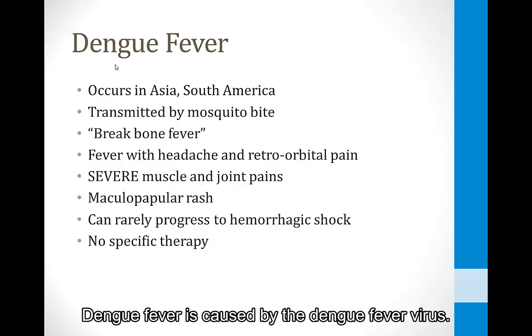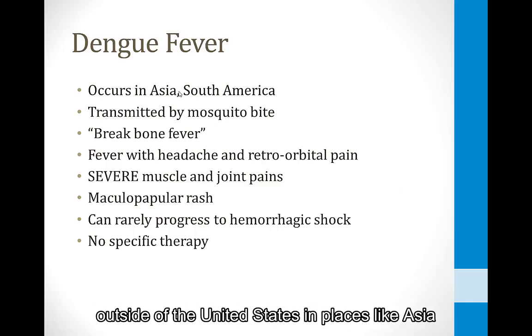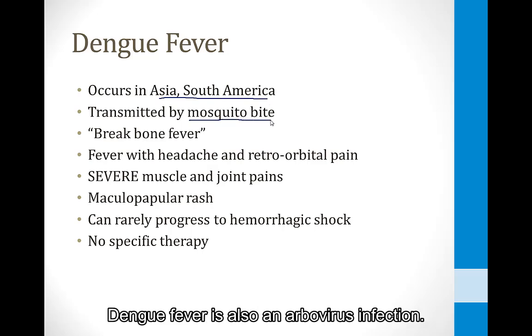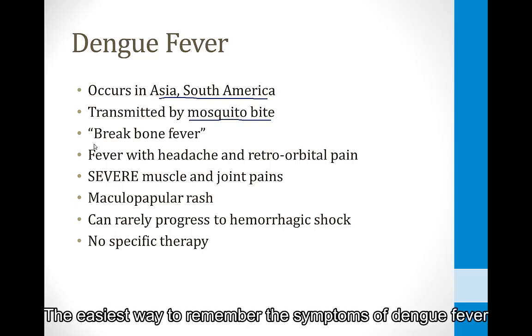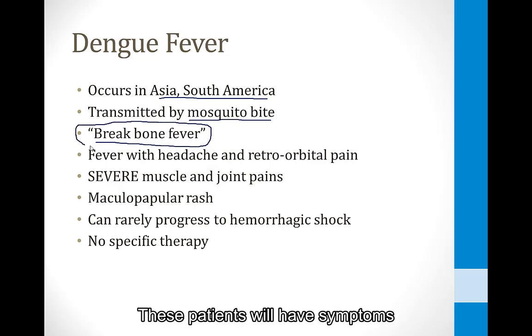Dengue fever is caused by the dengue fever virus. This is another infection that occurs predominantly outside of the United States in places like Asia and South America. Just like yellow fever, it's transmitted by a mosquito bite. Dengue fever is also an arbovirus infection. The easiest way to remember the symptoms of dengue fever is to remember its other name, which is breakbone fever. These patients will have symptoms as if they've broken multiple bones. They will be in extreme pain.